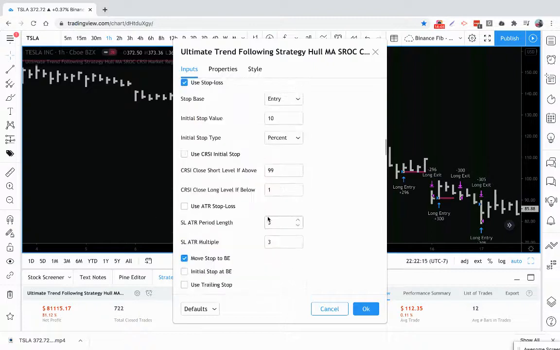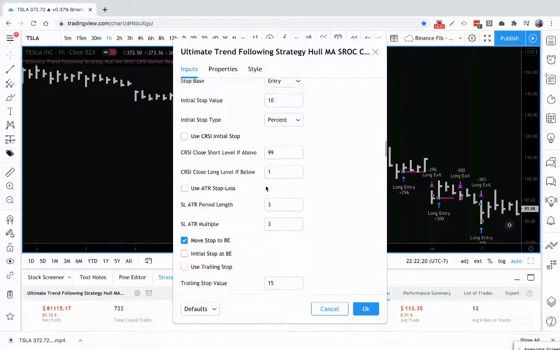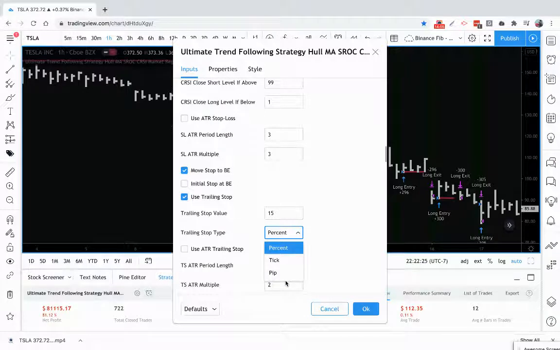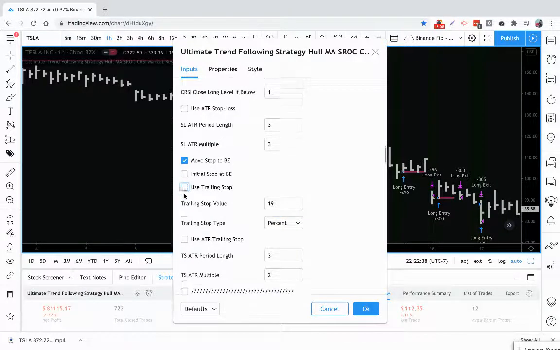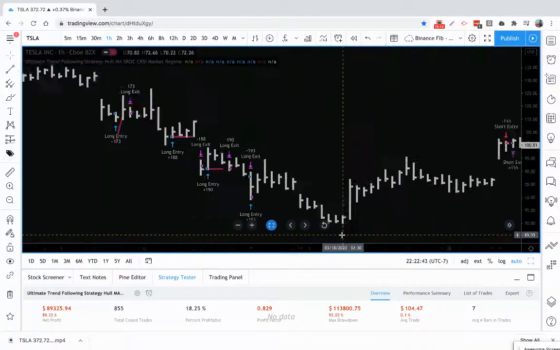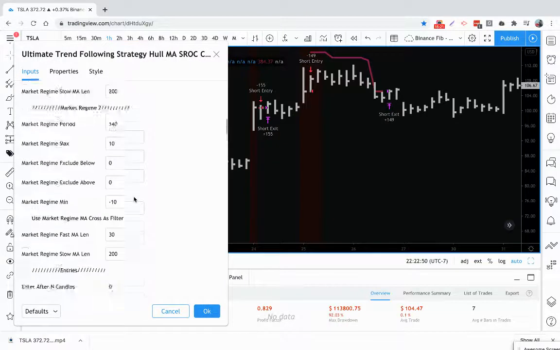Okay, moving on to trailing stops. You can also use trailing stops. So let's apply that to the screen. You can use percentage, ticks, or pips on it. And this is adjustable any number you want. And you can use ticks or pips if you're trading stocks or Forex. If you want to use an average true range as a stop loss, as a trailing stop, you can do that also. You can see that actually working here, the ATR stop loss.